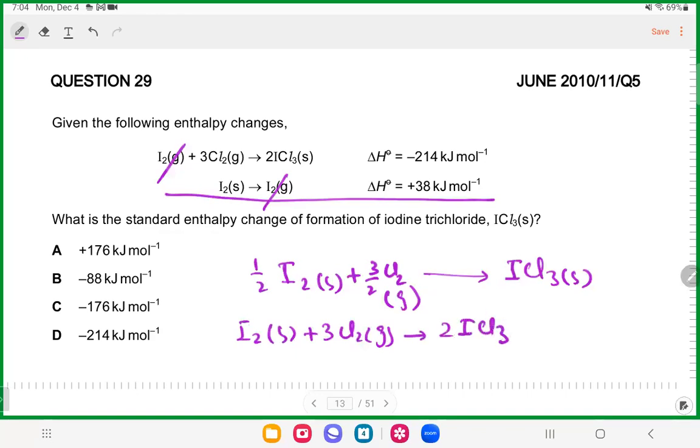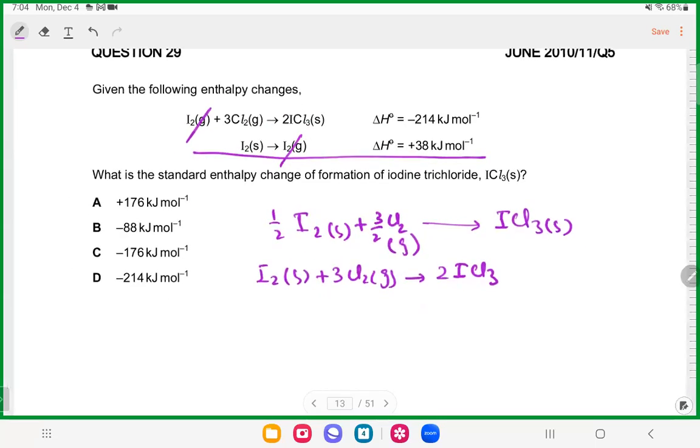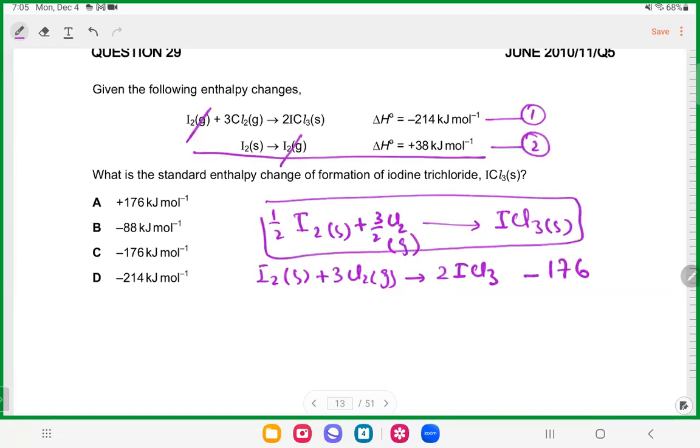ICl3. और वैल्यू दोनों को ऐड कीजिए, वैल्यू बताइए. -214 plus 38. I just added equation number 1 and equation number 2. Minus 214 plus 38, minus 176. Okay, now this is my target equation. क्लियर? और ये वाली इक्वेशन की इंथैल्पी चेंज मुझे चाहिए. अब मुझे बताइए what's the difference, क्या फर्क है इन दोनों में.